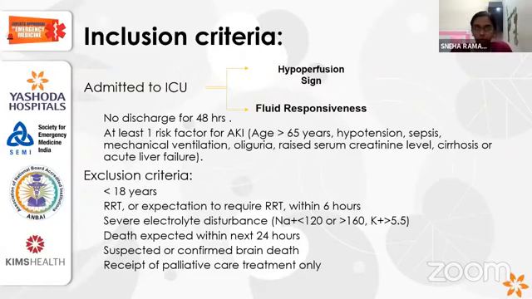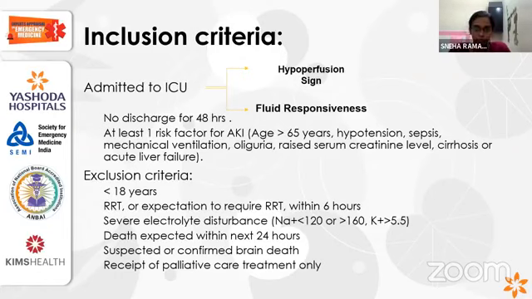Now the patients who were included. The inclusion criteria: patients admitted to the ICU who should have either some signs of hypoperfusion or some fluid responsiveness signs, should not be discharged for 48 hours after admission, and should have at least one risk factor for acute kidney injury. That is age greater than 65 years, signs of hypotension like mean arterial pressure less than 65 millimeters of mercury or systolic BP less than 90 millimeters of mercury, or sepsis, need for mechanical ventilation for 28 days, signs of oliguria, raised creatinine level, cirrhosis, or acute liver failure.